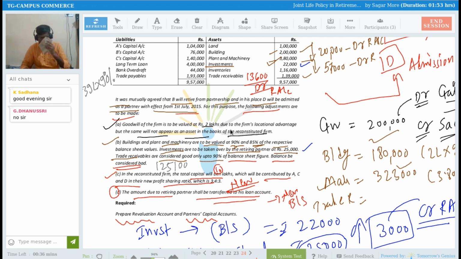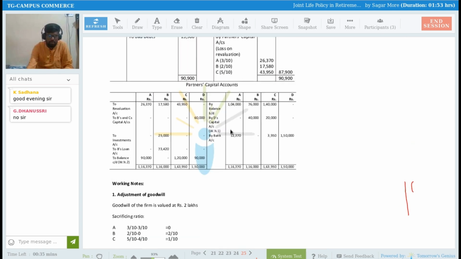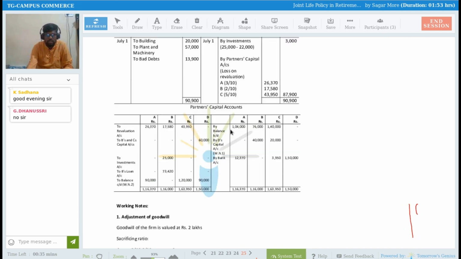So how to solve, we'll discuss. Have you understood? Dhanushri, Sadhna? Okay. I guess Sadhna is not there. Yes, Sadhna? You're not giving me answers. Then why you're not giving me answers?